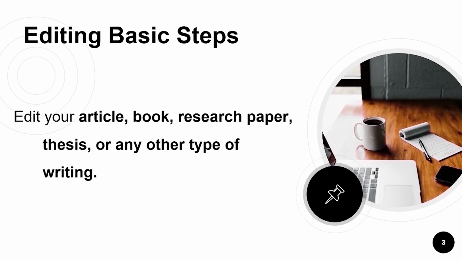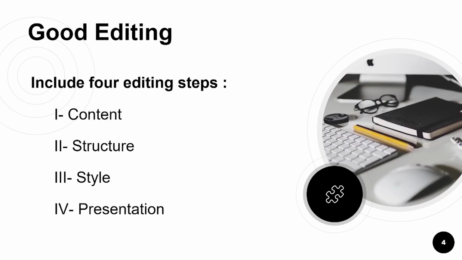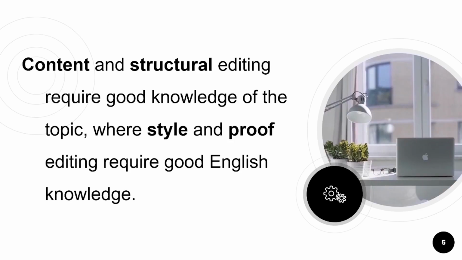But before we start, you need to know, during editing, you will come across some work that is easy to edit and others will need deeper editing, where you will need to execute all mentioned steps. First of all, good editing must include 4 basic steps: content editing, structural editing, style editing, and lastly, presentation editing. Content and structural editing require good knowledge of the topic, whereas style and proof editing require good English knowledge.